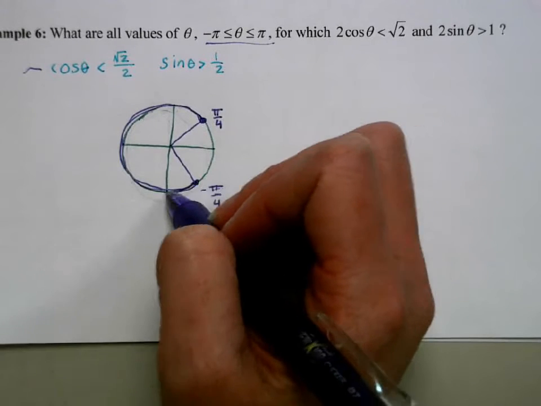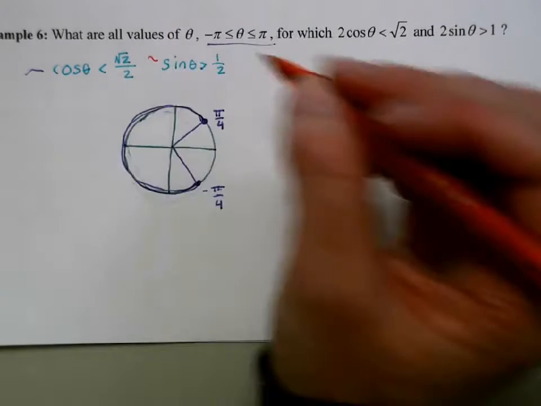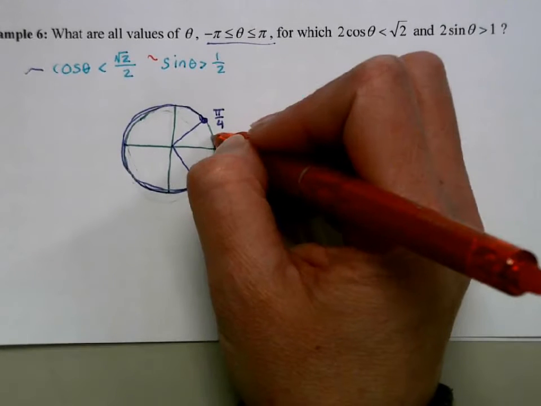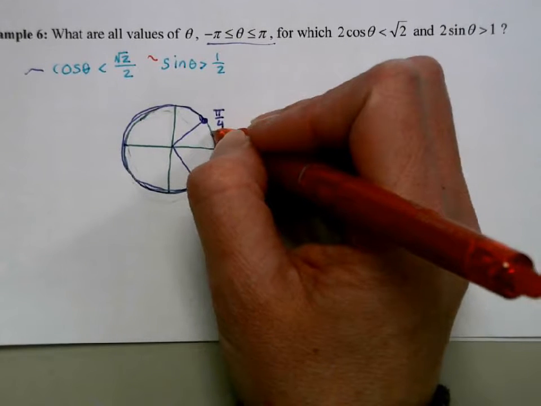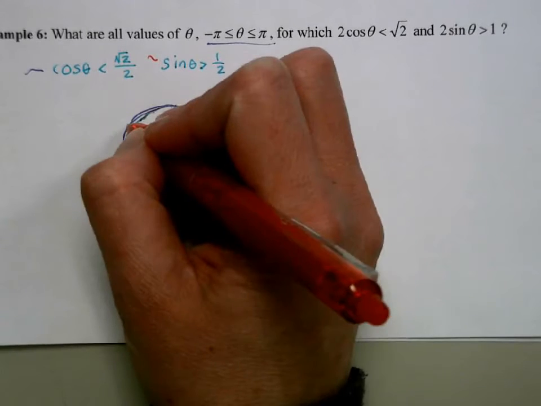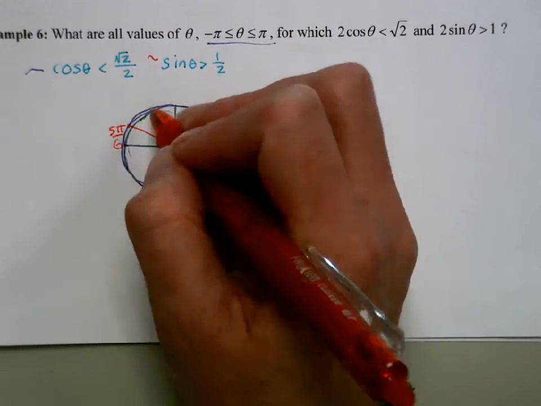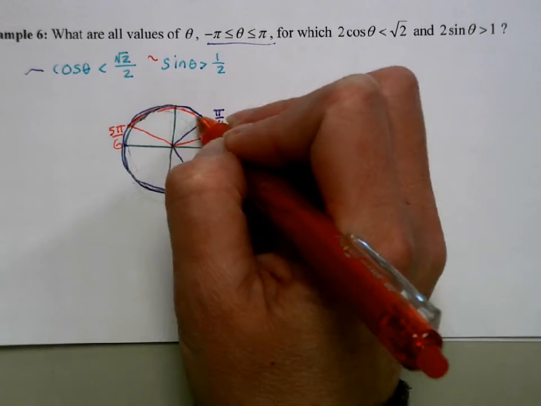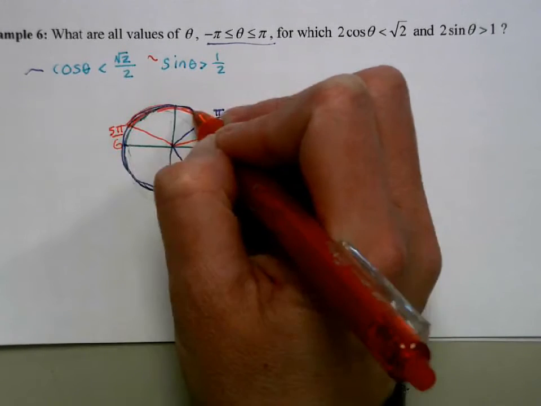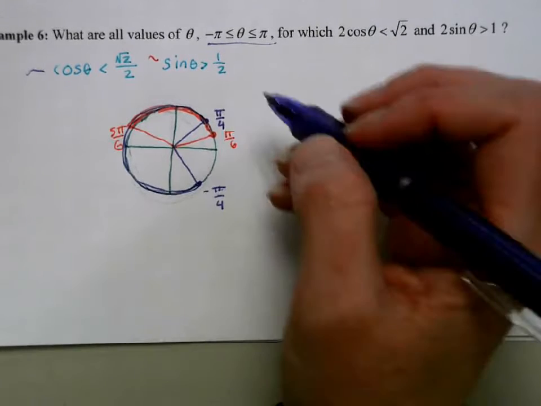Then we're going to bring in sine being greater than 1/2. Sine is going to be equal to 1/2 here at π/6 and at 5π/6. Greater is going to be above, our y values are going to be above. So the overlap, our solution to our problem, is from π/4 to 5π/6.